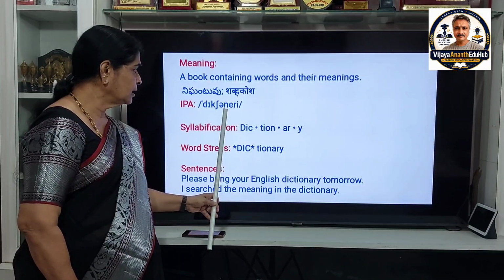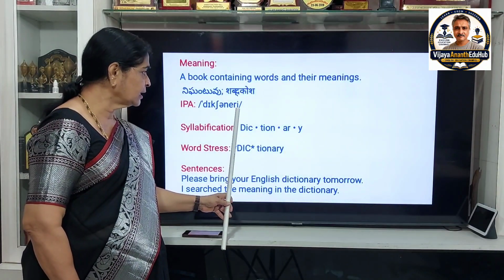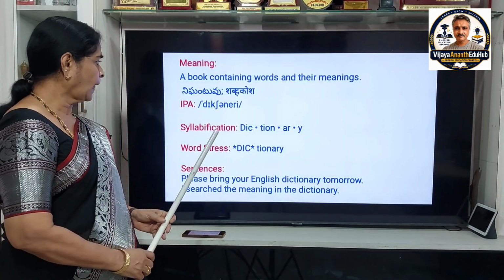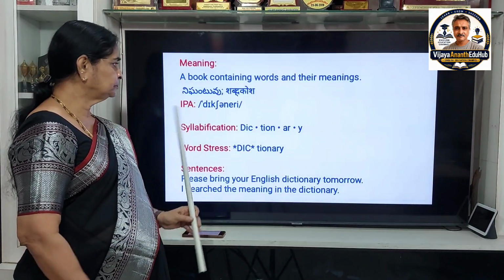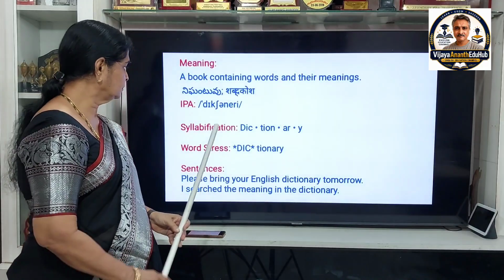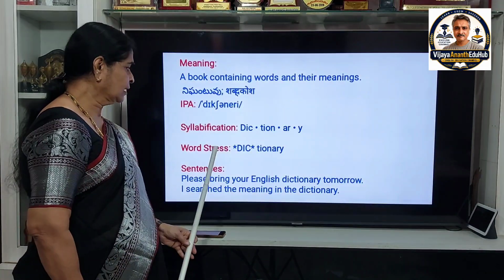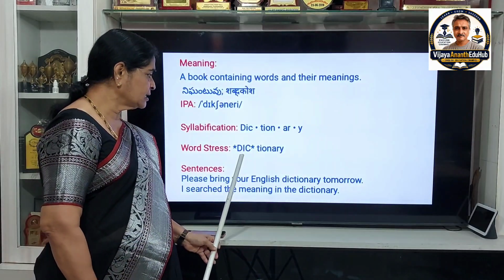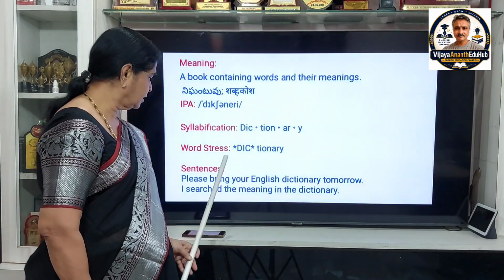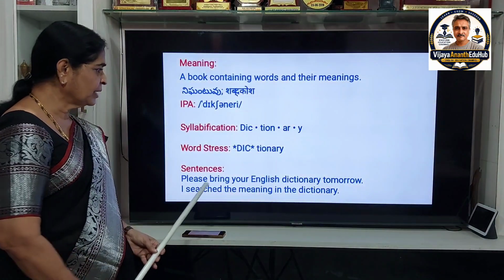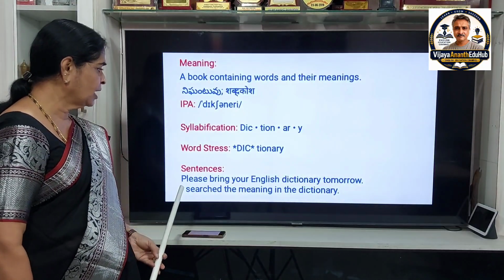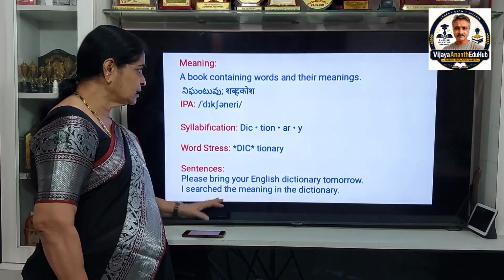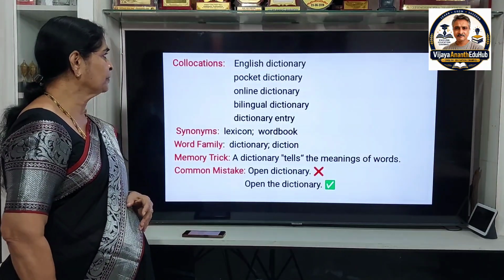Dictionary, na, a, ra, e. So that is the IPA script of dictionary, and its syllables are four. For word stress, dic is stressed, the first syllable is stressed. Dictionary. Sentences: Please bring your English dictionary tomorrow. I searched the meaning in the dictionary. These are some sentences using the word dictionary.